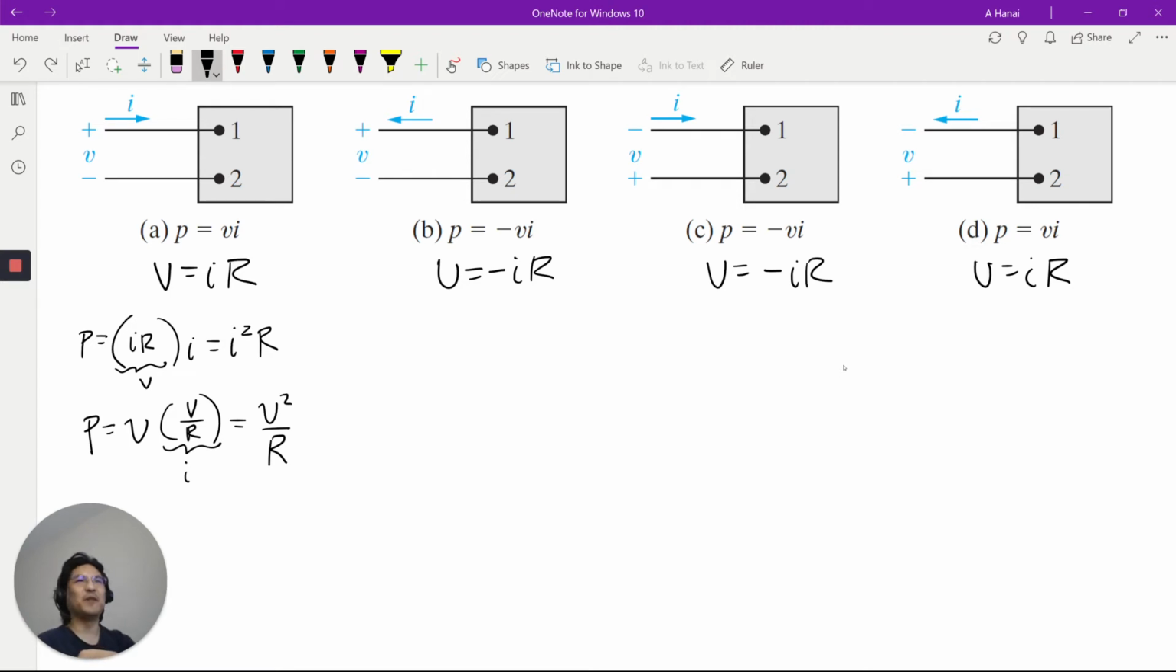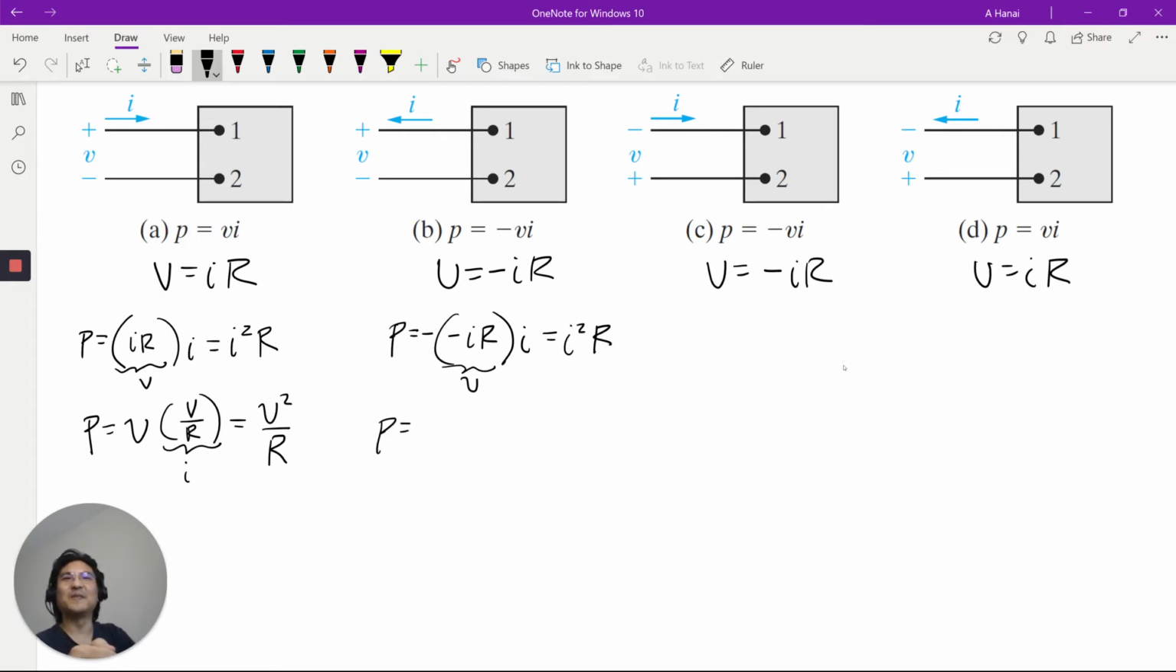But what about if you label it this way? So now look, power is negative V I. And then let's use Ohm's law. V is negative I R. But look, this negative and negative cancel each other. So it's I squared R.